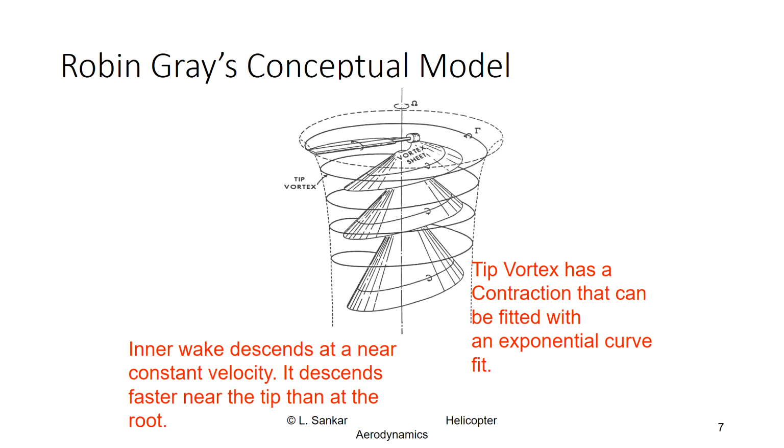And as the tip vortex descends, that means it's going from the rotor disc down into the far wake. Not only does it go downwards, but it's also contracting. That means it's shrinking in radius.